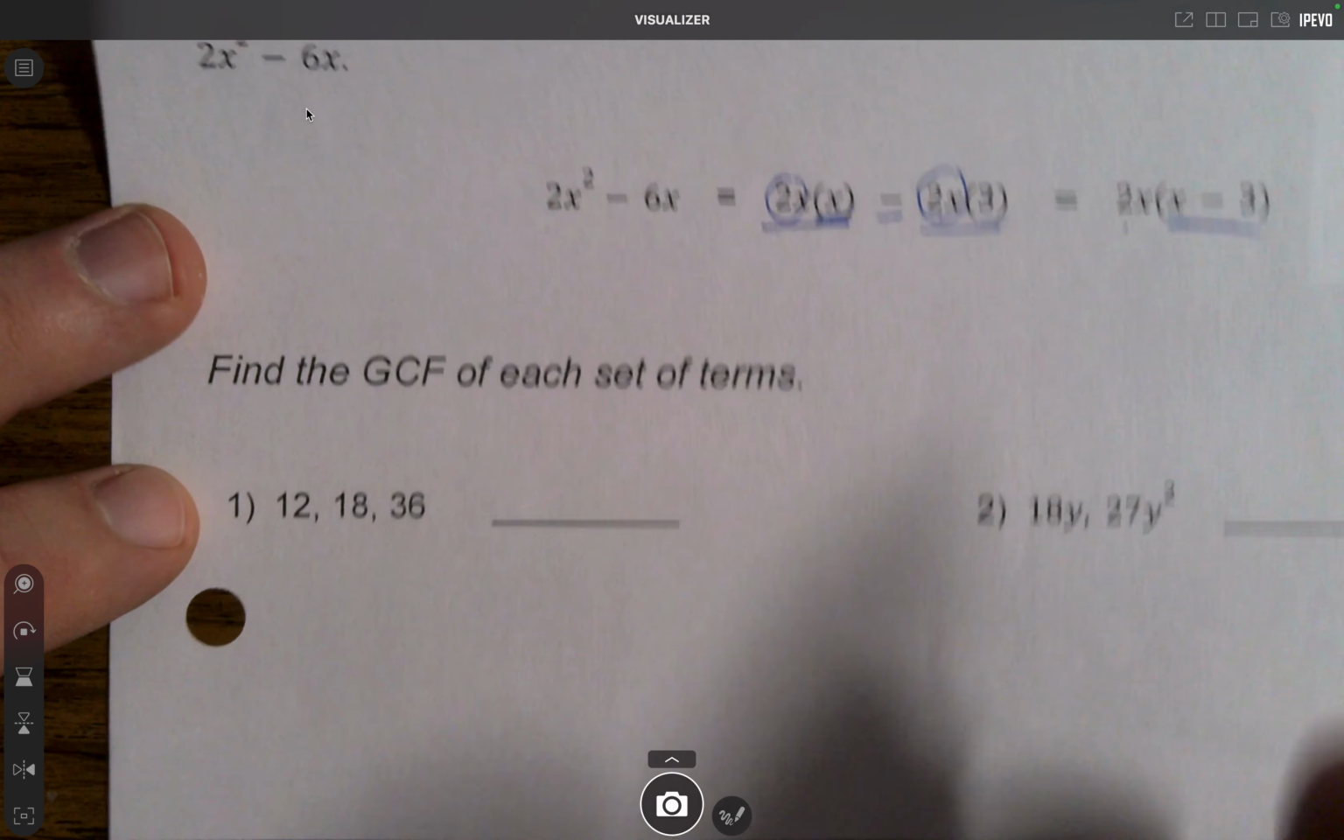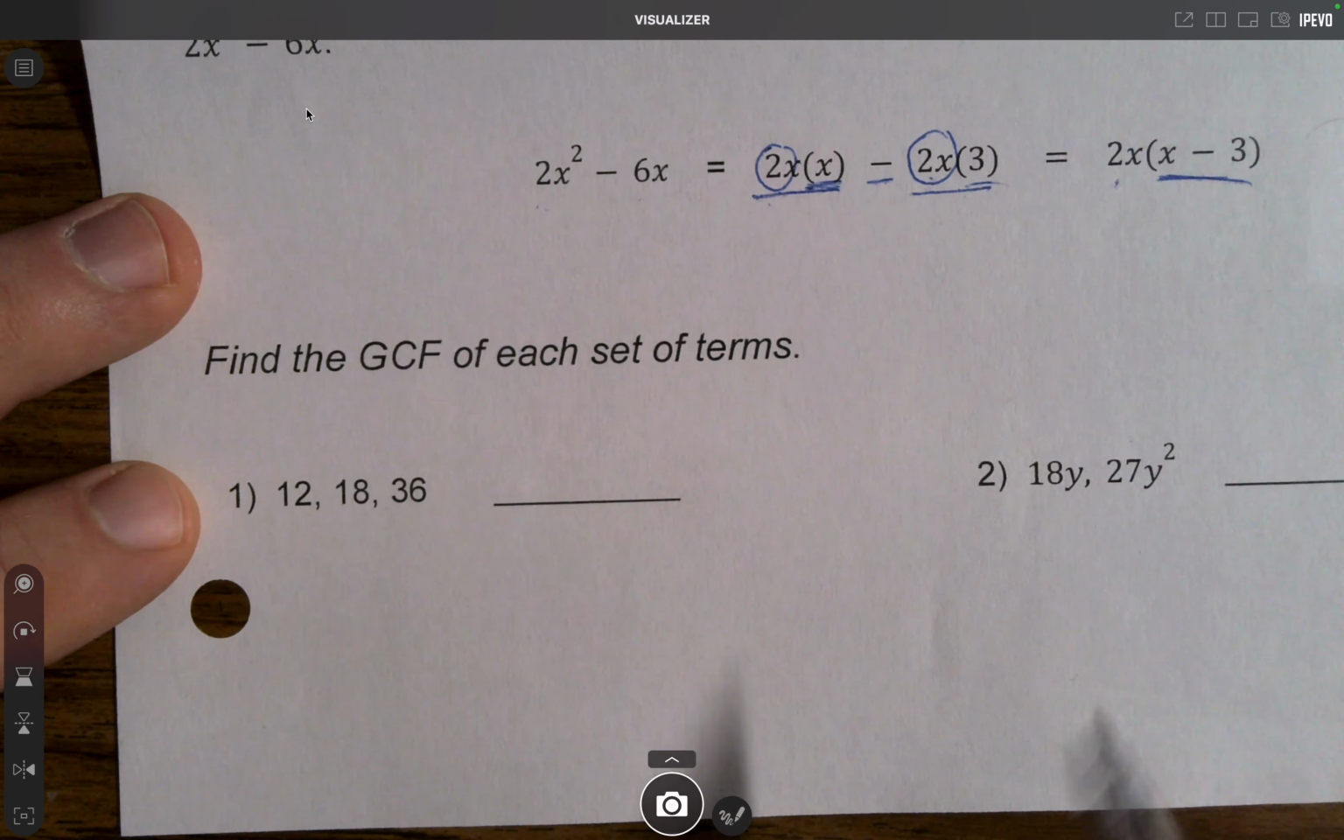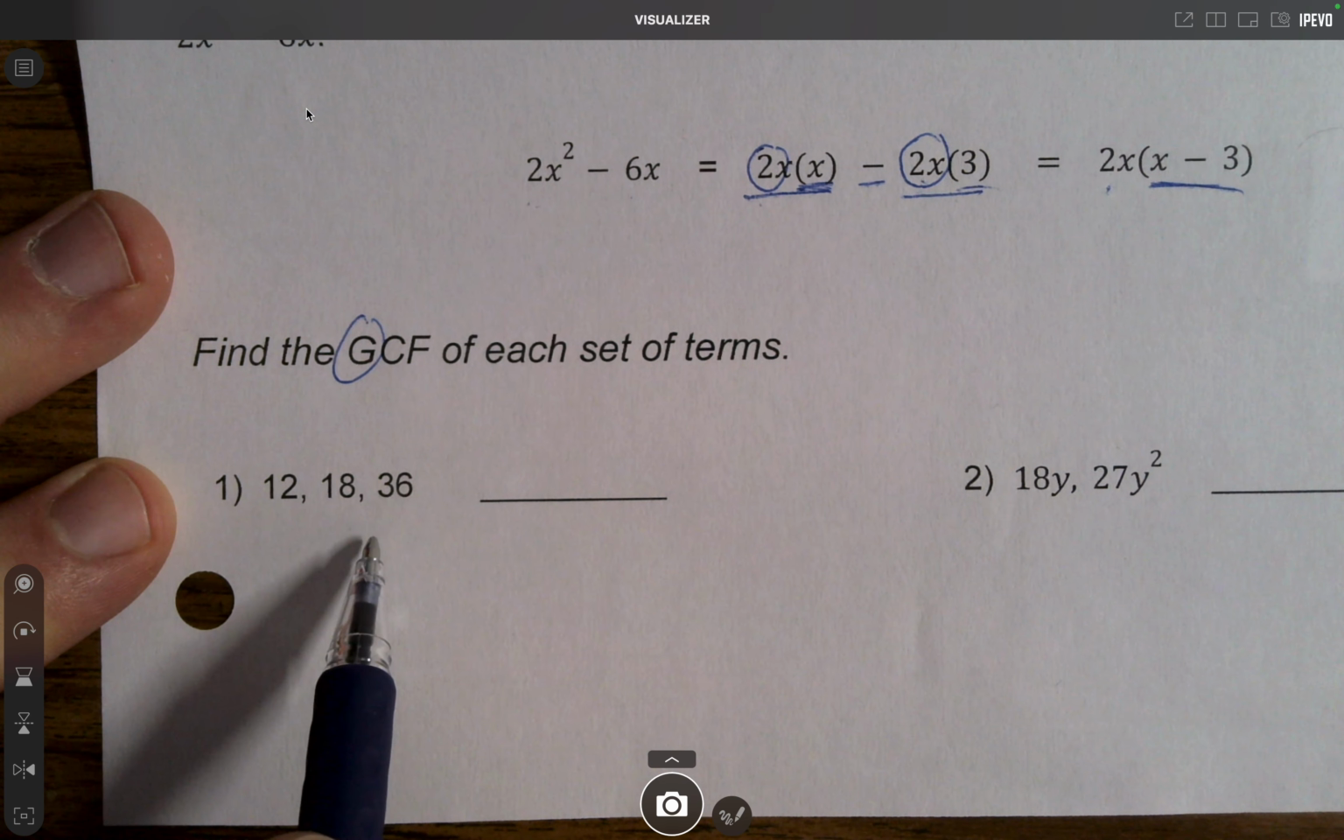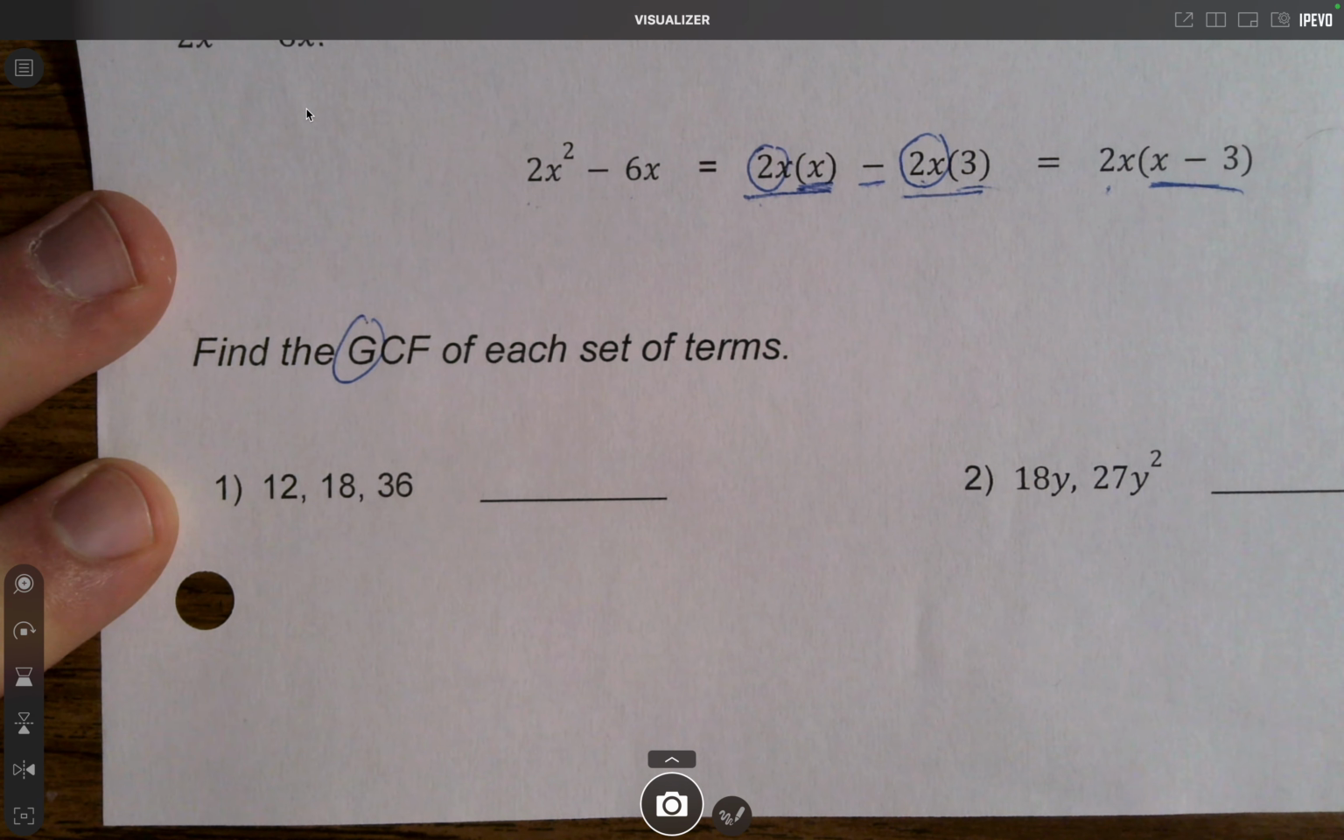Okay, so let's practice first finding the greatest common factor. We're not even factoring right now, we're just figuring out what they have in common. Remember, it's called the greatest common factor because, for example, in number 1, all of these are divisible by 2, but that's not the biggest factor they share. You want to find the biggest number that can go evenly into all of them. Take a second to think about that: what is the biggest number that would go evenly into 12, 18, and 36?